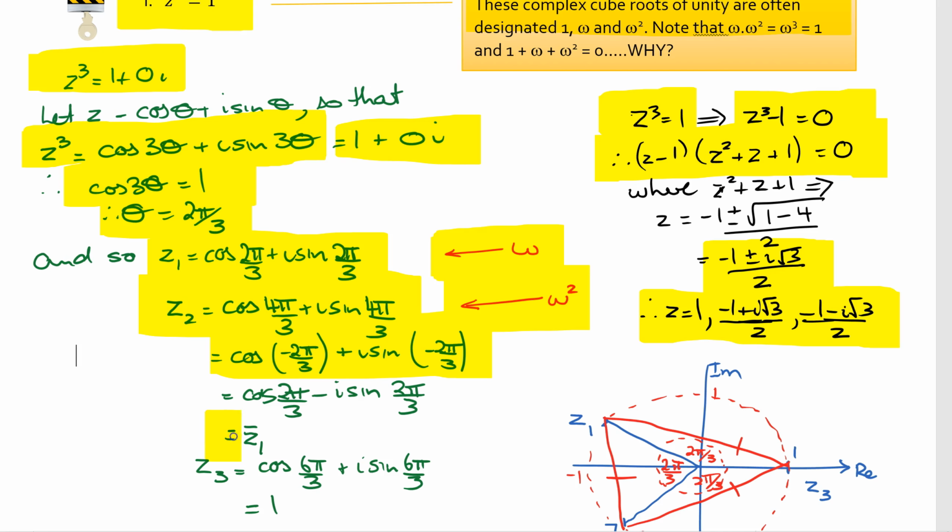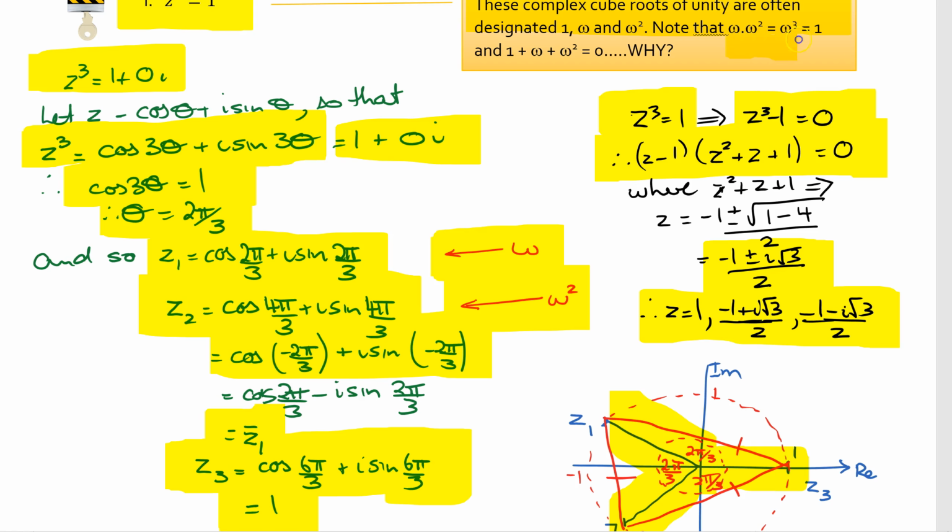And we can see that Z2 is the conjugate of Z1, and Z3, which is cos of 6 pi on 3 and sine of 6 pi on 3, simplifies down to 1, so that's our one real root. So our three roots are 1, going out here, cos of 2 pi on 3 and 4 pi on 3 going down here. If we joined all those up, they form the vertices of an equilateral triangle. So we have one real root, one pair of complex conjugate roots.